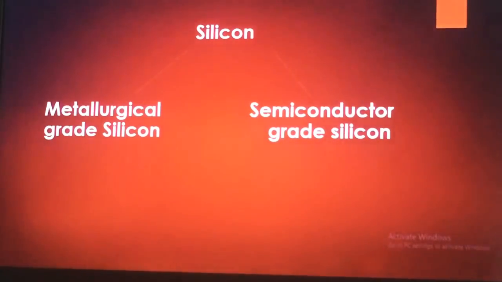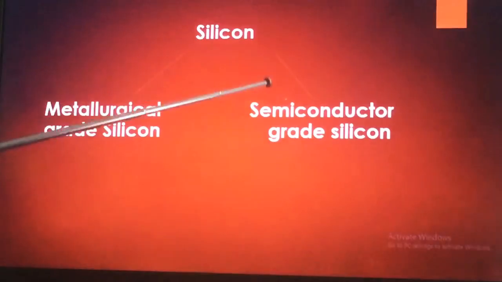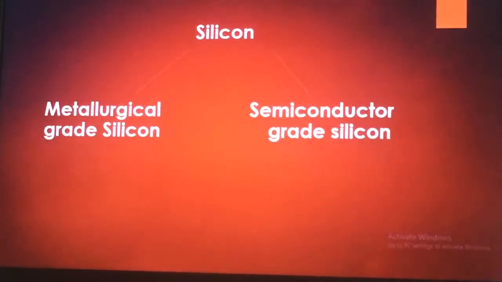So in solar cells, we need silicon with a lesser amount of impurities. So we opt for semiconductor grade silicon. In semiconductor grade silicon, the impurity is in the range of parts per billion. That means the amount of impurity present is very less. And therefore, semiconductor grade silicon is made use of in solar cells. The use of semiconductor grade silicon in solar cells will make the solar cells more expensive.